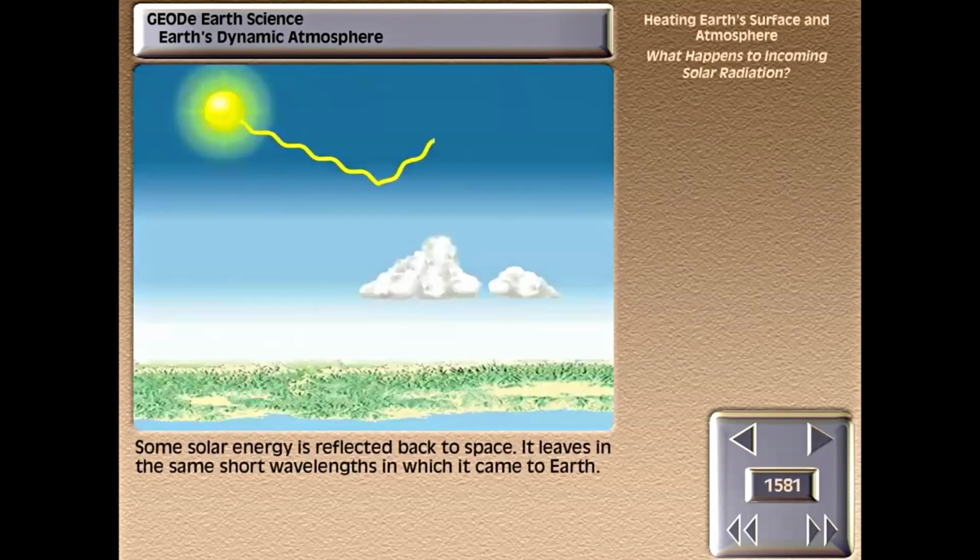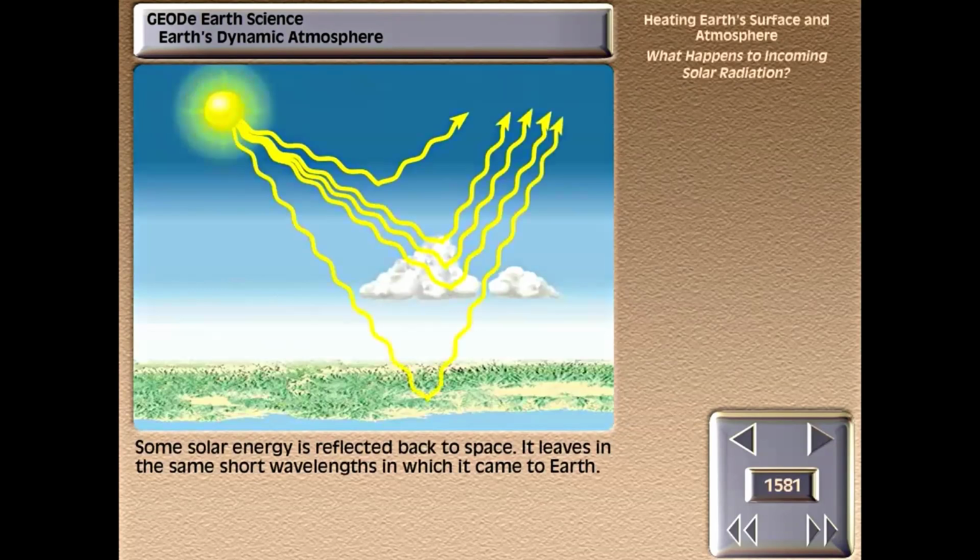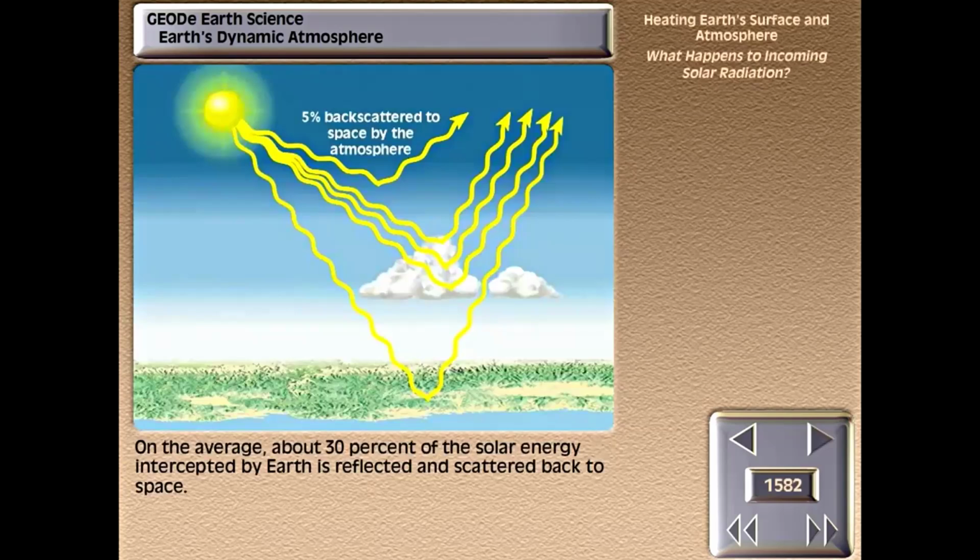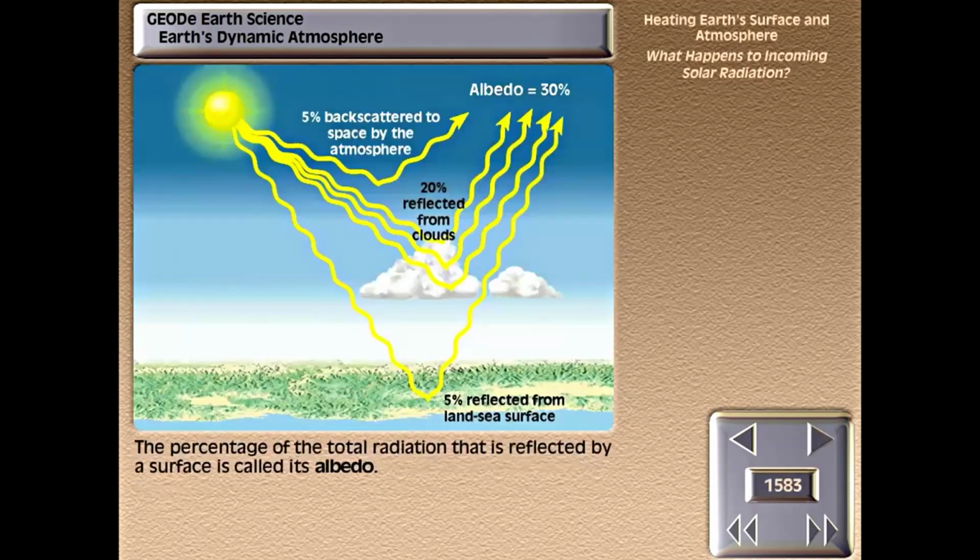Some solar energy is reflected back to space. It leaves in the same short wavelengths in which it came to Earth. On the average, about 30% of the solar energy intercepted by Earth is reflected and scattered back to space. The percentage of the total radiation that is reflected by a surface is called its albedo.